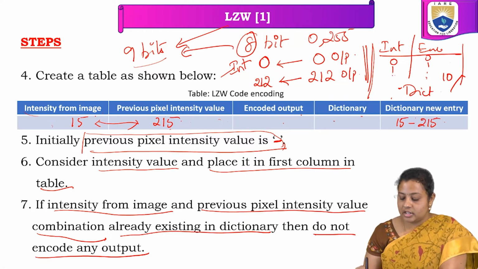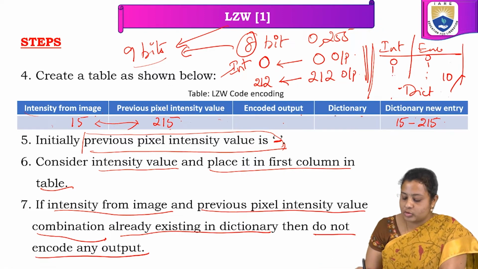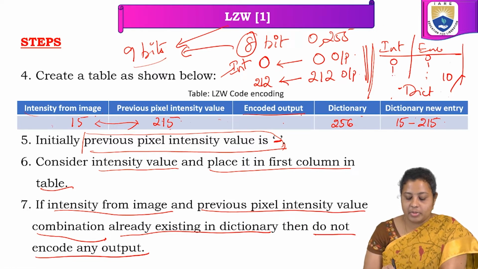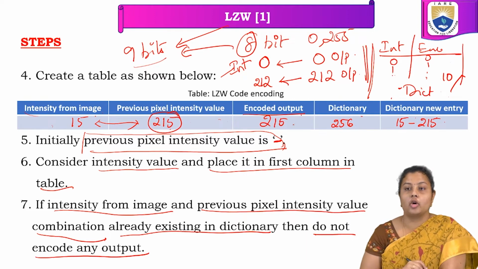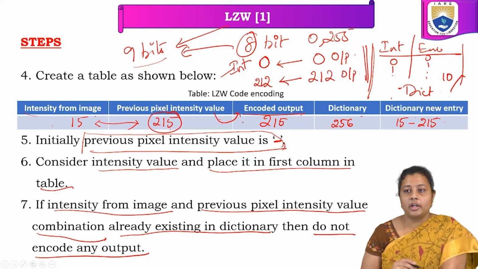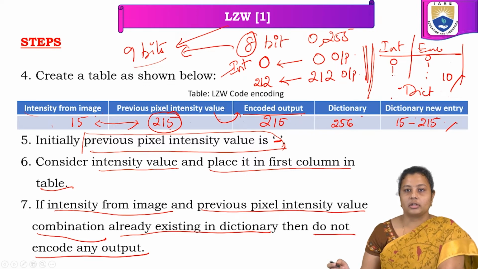And the dictionary value is the new coded encode output. So if now till 255 it is occupied, 256 is vacant, so I give my value as 256, right? What will be my encoded output? It will be my 215 value, because it is the previous value which I have to encode, right? So this is how we do our LZW coding technique.